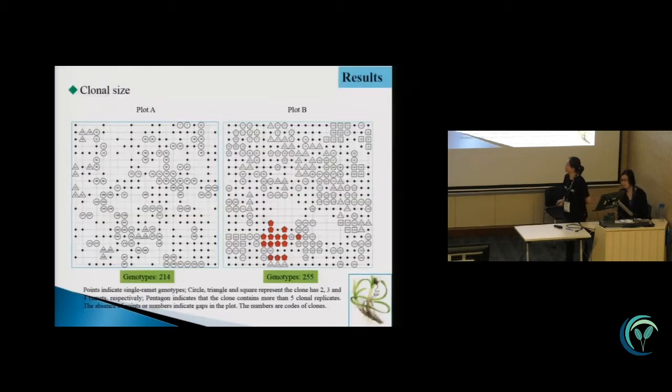Let's see the results. We found 214 genotypes in the fragmented plot and 255 genotypes in the continuous plot. From the maps, we can see that most of the genets of Enhalus were represented by one ramet. The largest genet we found in this study has 15 ramets in plot B, the red one.